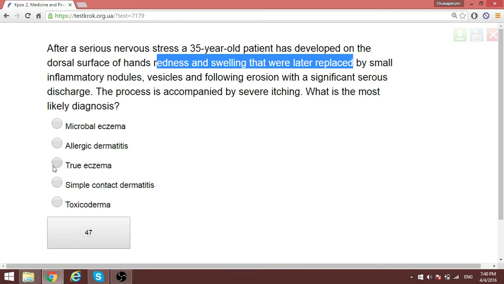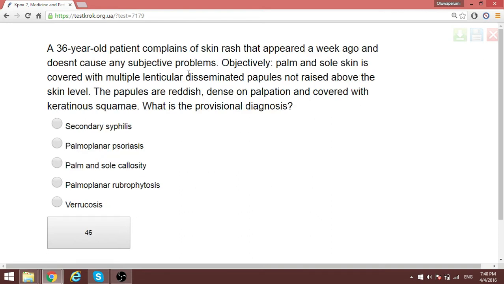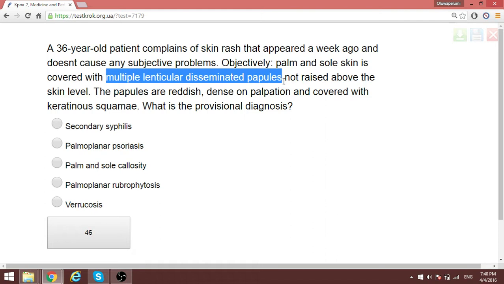Alright, in this particular case, it's not so clear-cut to point directly to secondary syphilis. However, the palms and soles are covered with multiple lenticular disseminated papules. These are some of the things that point our attention to secondary syphilis. So we see the history that points to it. Callosity: this is due to friction points in the body. So here is secondary syphilis.